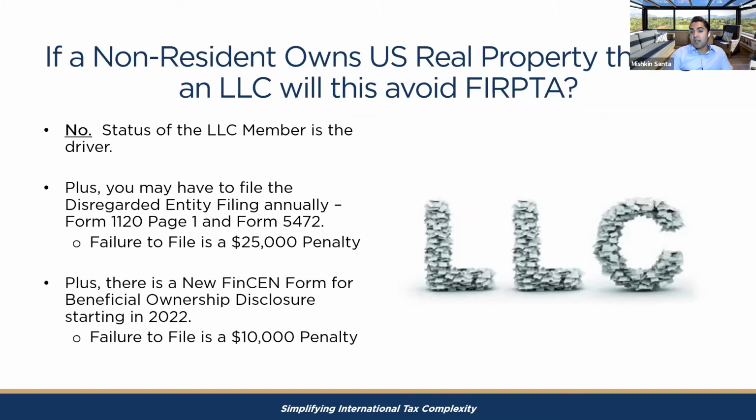If you get that wrong, that's a $10,000 or $25,000 penalty now. Previously in 2017 it was 10. They jumped it up to 25 in 2018 and so forth. And then there's a new FinCEN form. FinCEN is obviously the organization that pushes the FBAR, but there'll be a brand new one for beneficial ownership disclosure starting in 2022. And failure to do that one correctly or even timely is a $10,000 penalty.